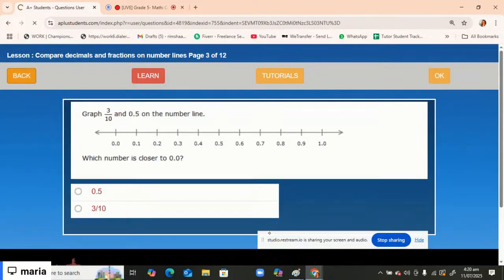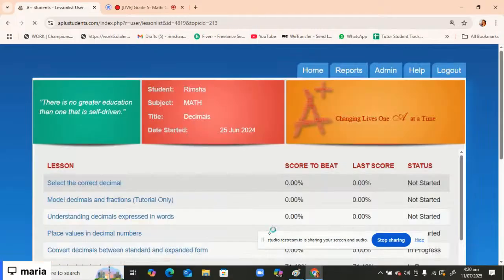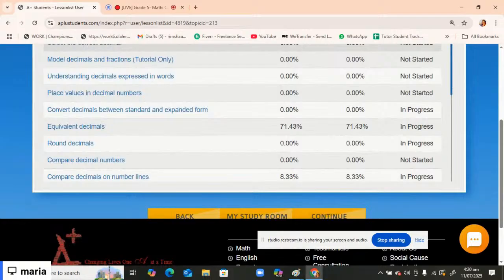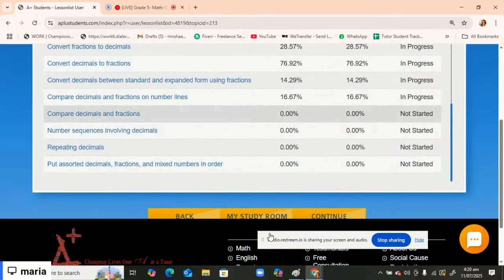Hope you guys understand this lesson. So solve the rest of the test questions regarding this lesson by yourself. Okay, so now let's start. Compare decimals and fractions.